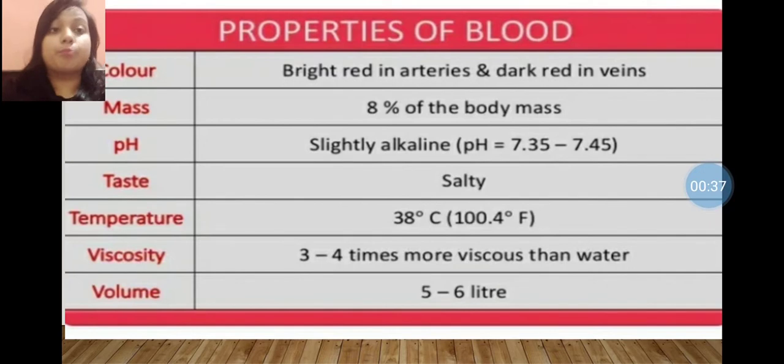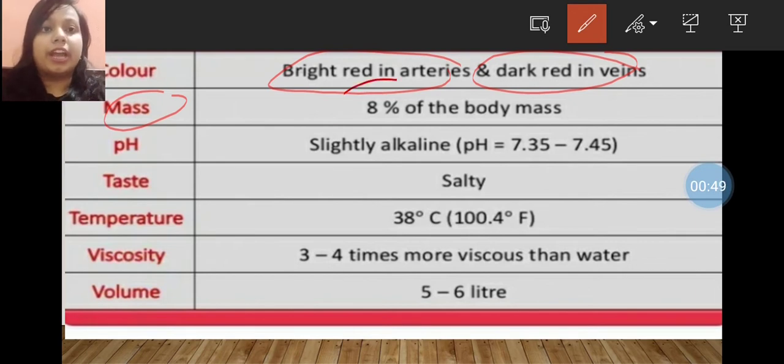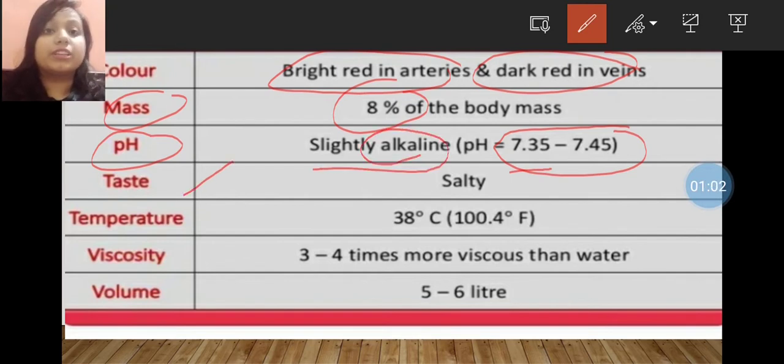In the next slide, properties of blood. Firstly, color: bright red in arteries and dark red in veins. Mass: what is the mass of blood in the body? It is 8%. And what is the pH? pH lies between 7.35 to 7.45, which is slightly alkaline. Now, what is the taste of blood? It is salty in taste. Now, what is the total volume of blood? 5 to 6 liters in the human body.